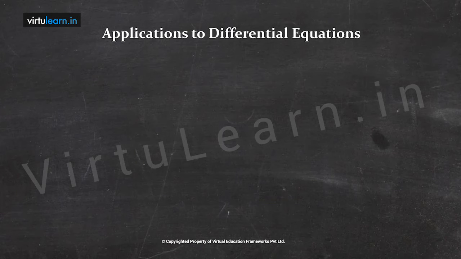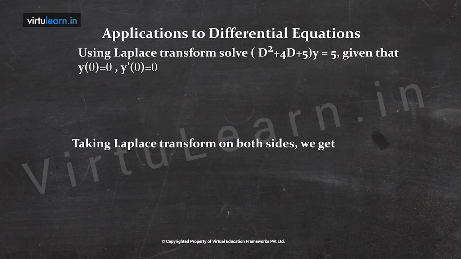Now let me solve one problem on this method. Solve (D square plus 4D plus 5) y equal to 5, given that y of 0 equal to 0, y dash of 0 equal to 0. Now this is the question.